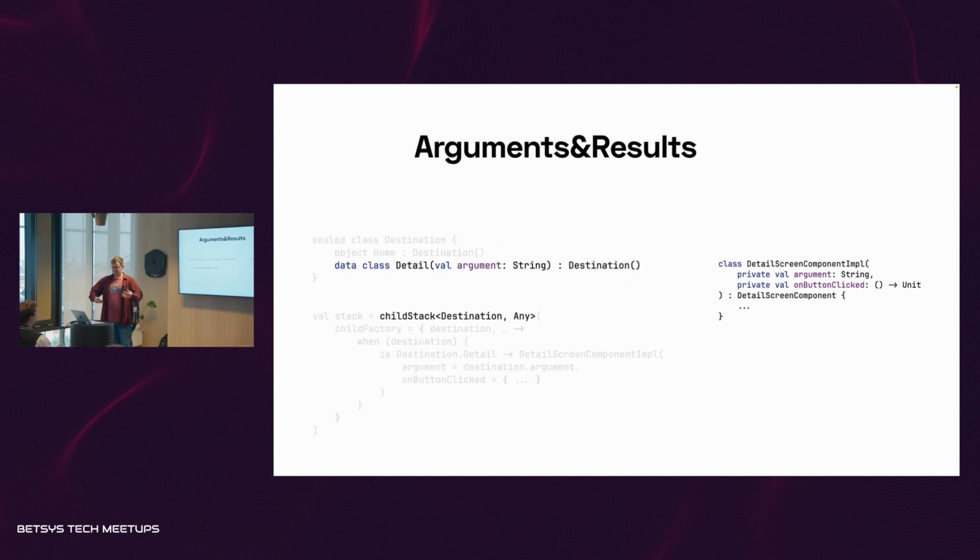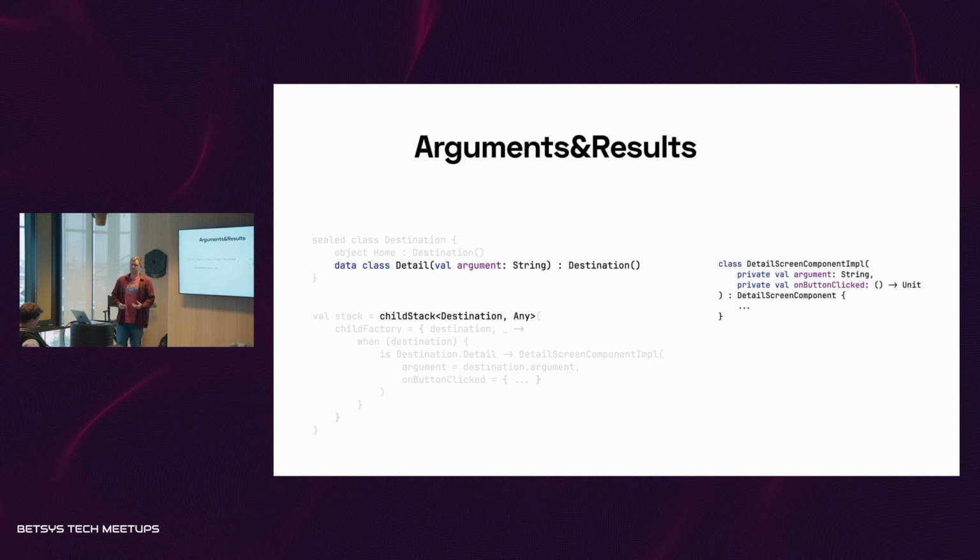And the Compose child stack uses keys to identify the components on that stack. These keys are called configuration. In our case, it's this destination sealed class. And these configurations are stored on your backstack with your components. They sort of act as a blueprint to create your instance of the component.